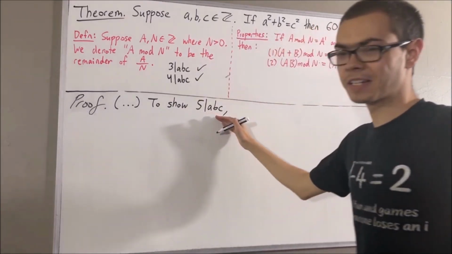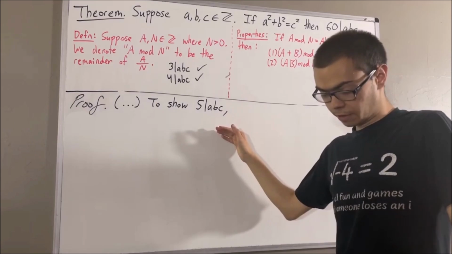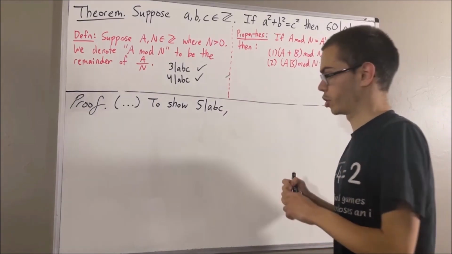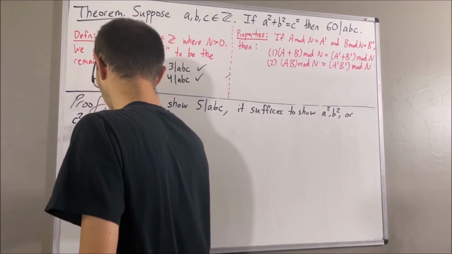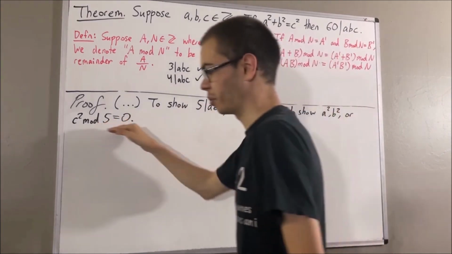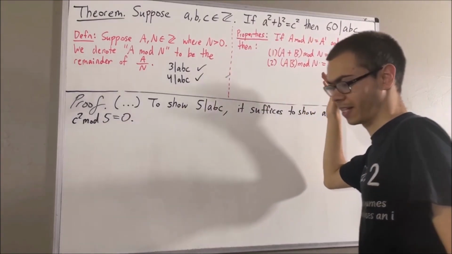Now to show 5 divides abc, it suffices to show a squared mod 5 equals 0, b squared mod 5 equals 0, or c squared mod 5 equals 0. Why is it enough to show this? It's enough to show that at least one of these 3 is equal to 0. Well, it has to do with this fact regarding modular arithmetic.